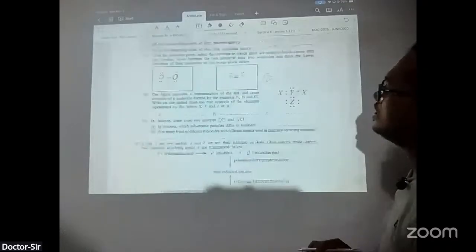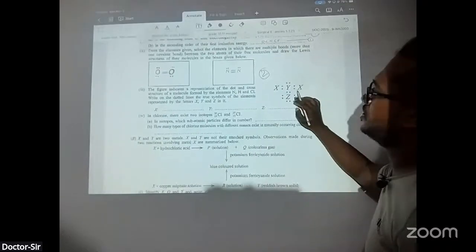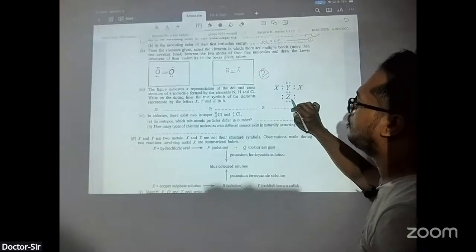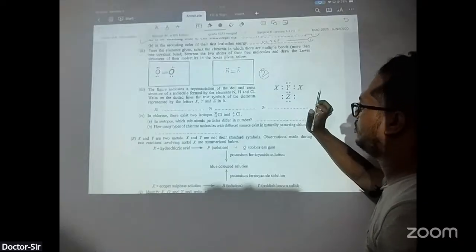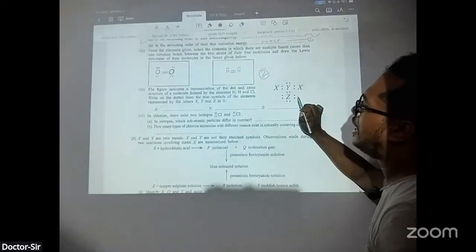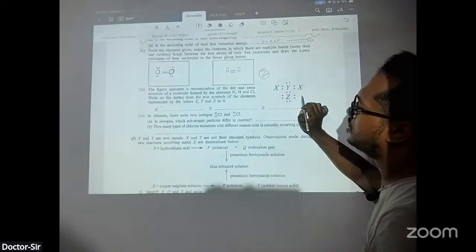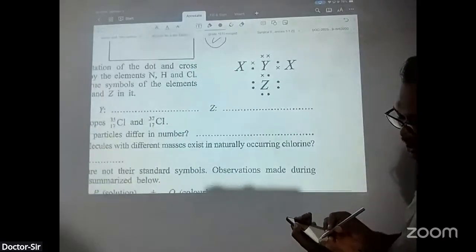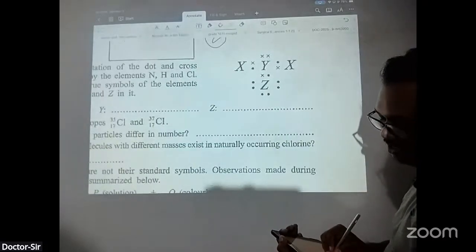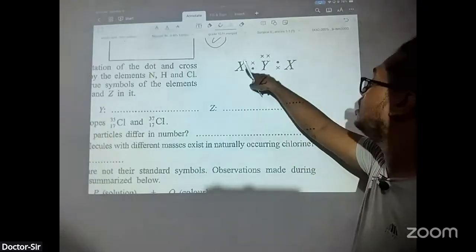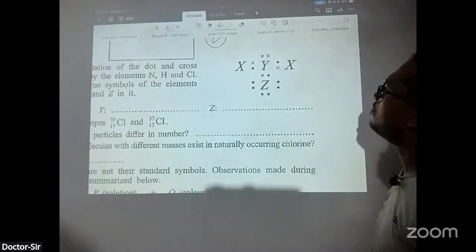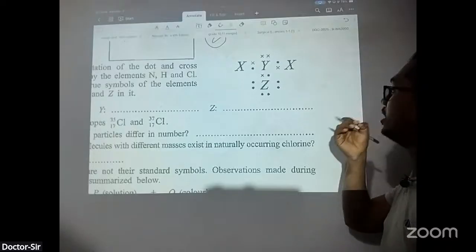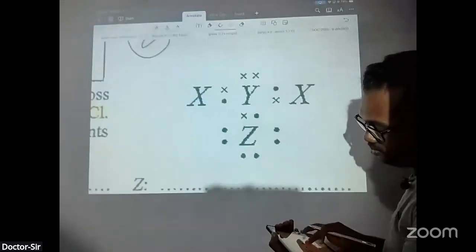Now they have given a figure indicating the dot and cross structures of molecules formed by nitrogen, hydrogen and chlorine. Write the symbol of the element represented by X, Y, Z. Here they have given nitrogen, hydrogen, chlorine, one is nitrogen, another is hydrogen, another is chlorine, but they are represented by X, Y, Z. Now you can easily identify these using what I told you earlier. Now look at this Y.